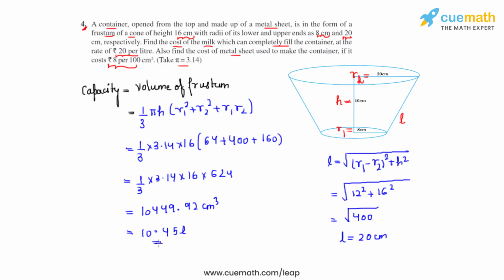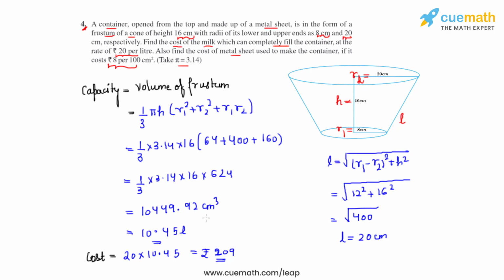Now that we have found out the volume or the capacity of the container, we must find what is the cost of 10.45 liters of milk. So as we know that the cost of 1 liter of milk is 20 rupees. So the cost of 10.45 liters of milk will be 20 times 10.45, which equals rupees 209. So this is the cost of the milk which can be contained in the container.